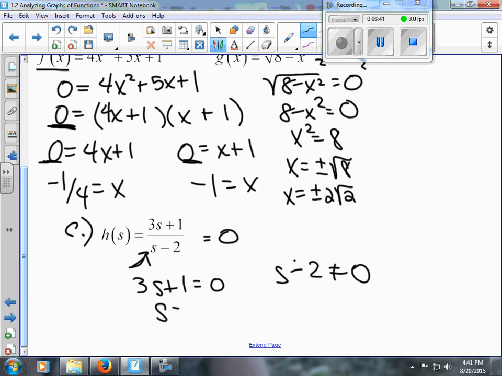So if I solve, I get a solution of negative 1/3, and then you just want to make sure that this solution does not make the bottom 0. It doesn't. So that's my answer.